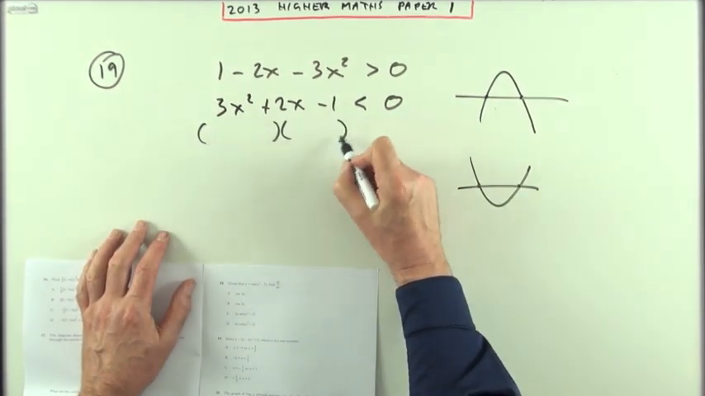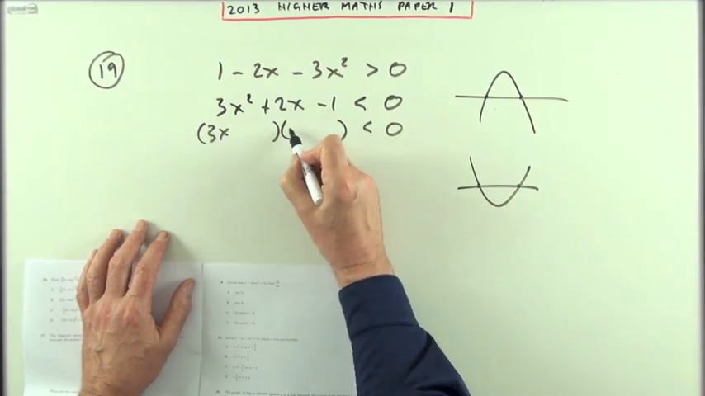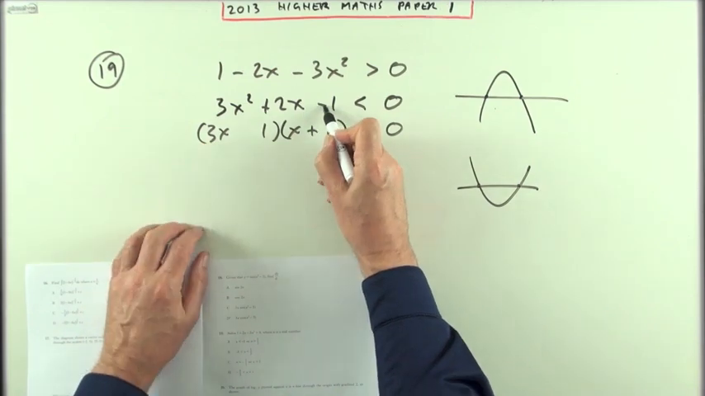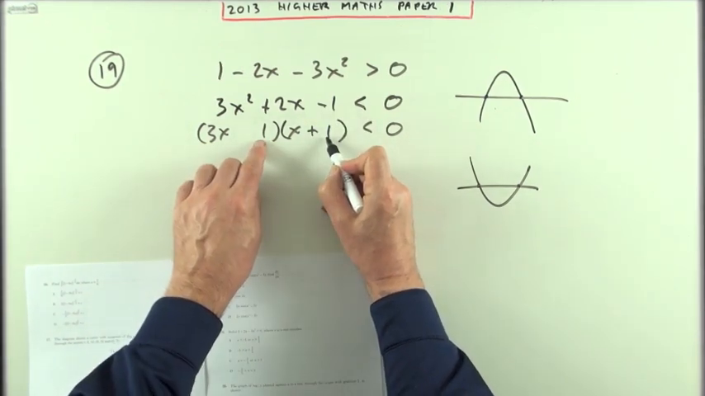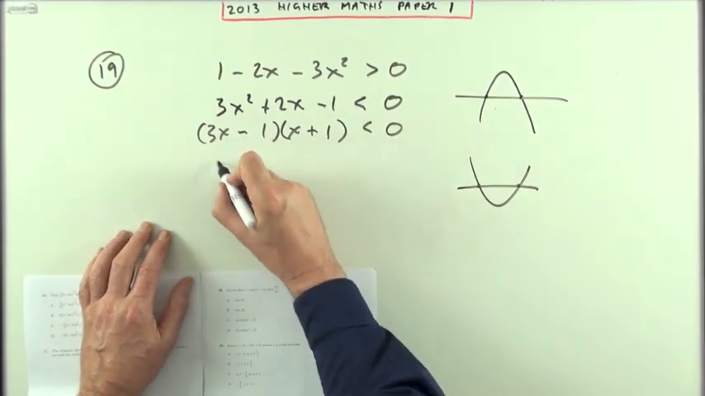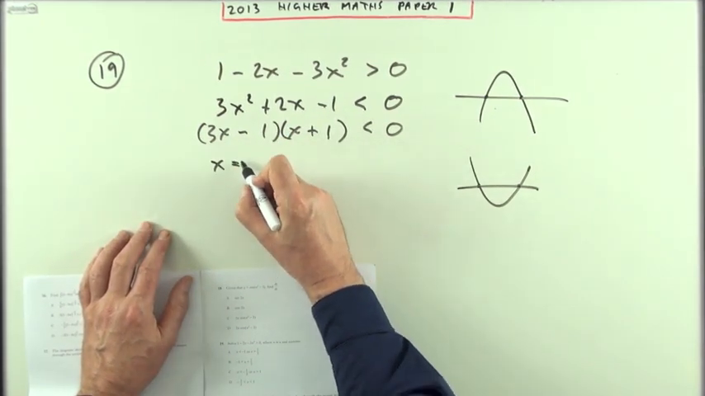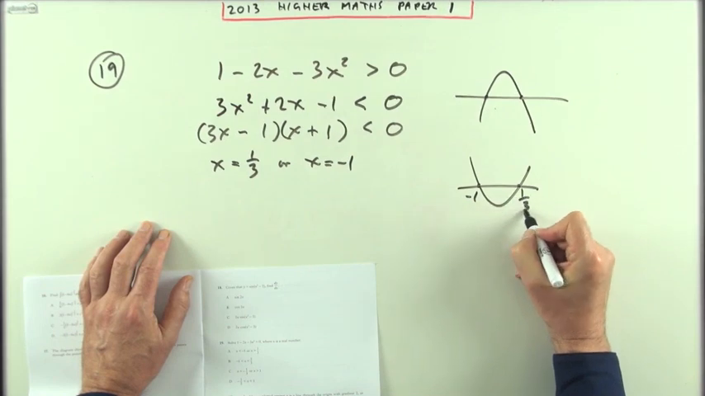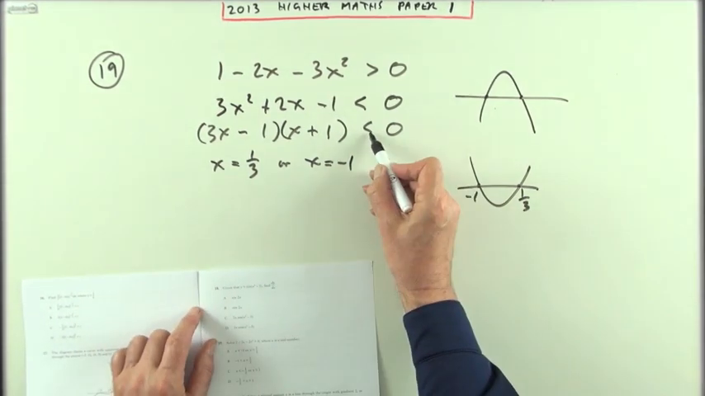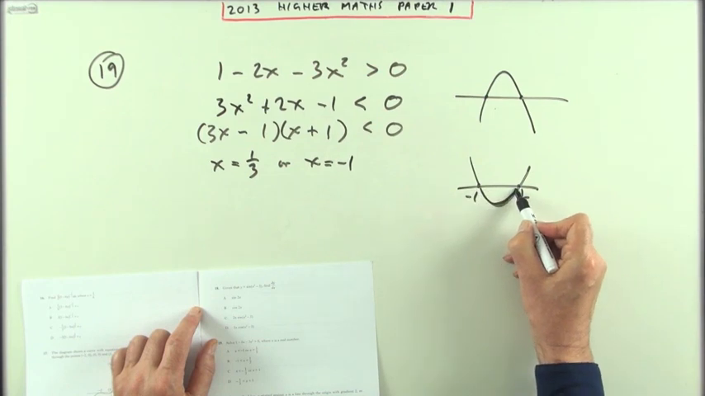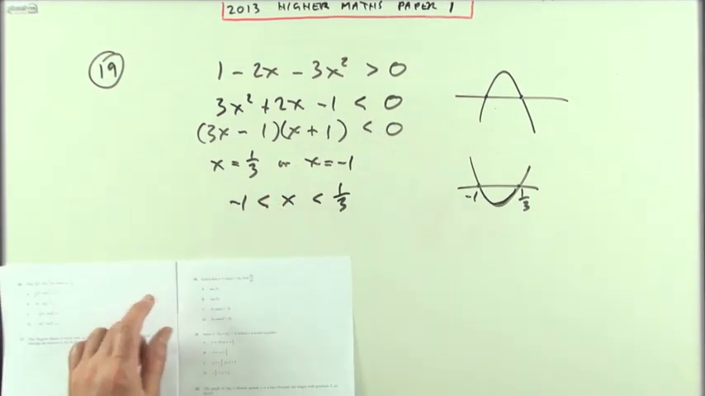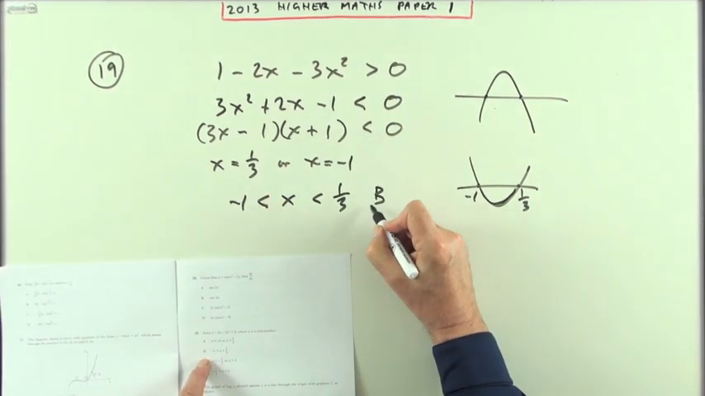So now I can factorise this part. It must be 3x and x, it must be 1 and 1. The positive middle term means the larger product's positive. The negative at the end means they must produce opposite signs, so that must be that, a negative. And then my two solutions for the roots are x equals 1/3 or x equals -1. So it's cutting at -1 and it's cutting at 1/3. And it will be below 0 if you're between these. If x is less than a third and greater than -1. So that's B.